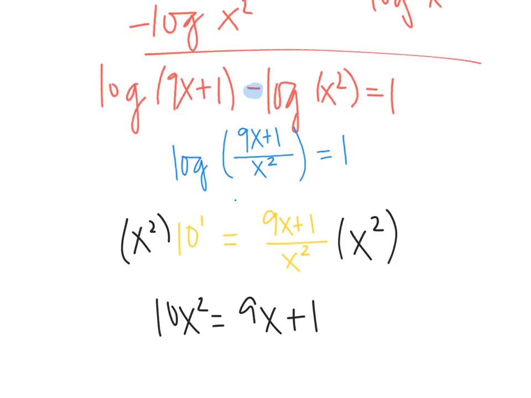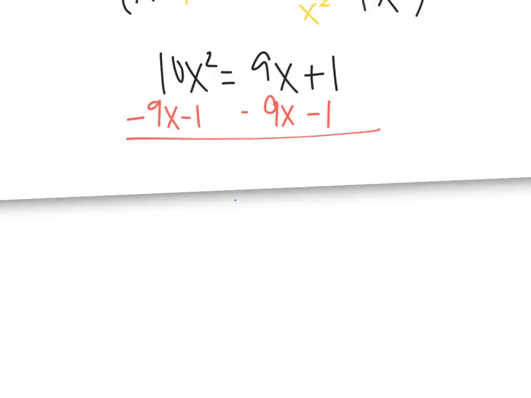Okay, so if 10x squared equals 9x plus 1, it's a quadratic. What am I going to have to do to solve this? Equal to 0. Equals 0, a quadratic formula or factor? I think we can factor. I think we can, but we need to get everything to one side. So I'm going to minus 9x and minus 1 from both sides. All right, so I end up with 10x squared minus 9x minus 1 equals 0.